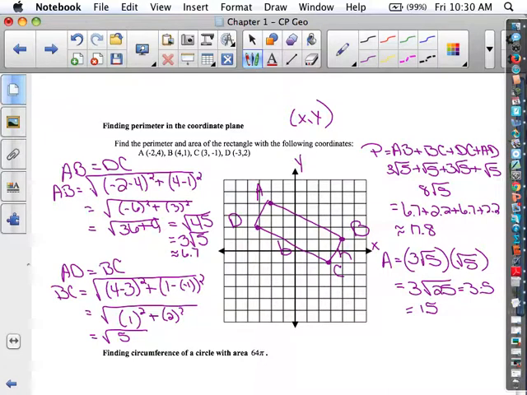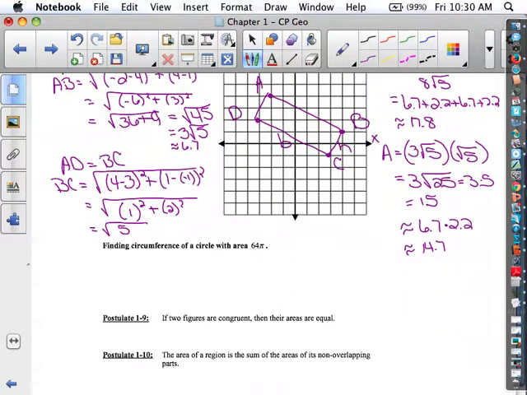And again, you could do that with the decimal approximation, 6.7 times 2.2. And your answer will be slightly different because we have rounded those answers, okay? Because we've rounded before we multiplied, we're going to get a slightly different answer.